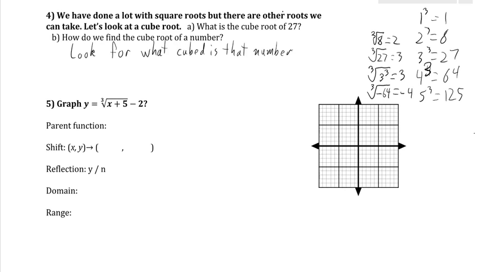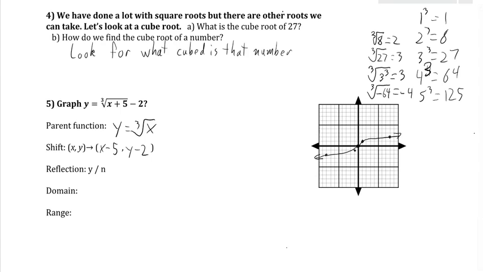So then graphing the cube roots is going to be no big deal. We see the cube root, so we know our parent function is the cube root of x. We're shifting the opposite of what we see inside. So our x's, we're moving to the left 5. Our y's are the same as what's on the outside. We're moving down 2.